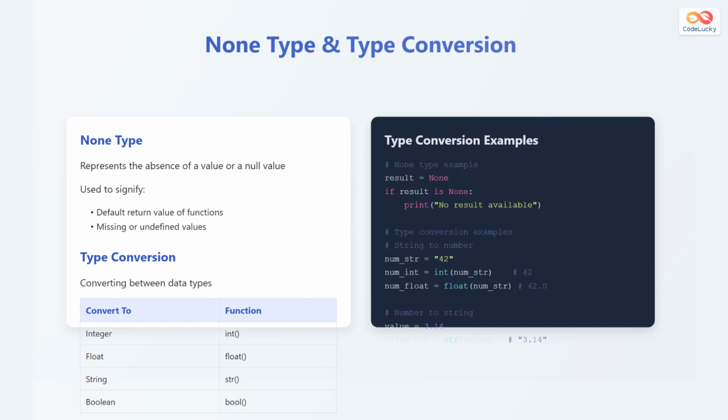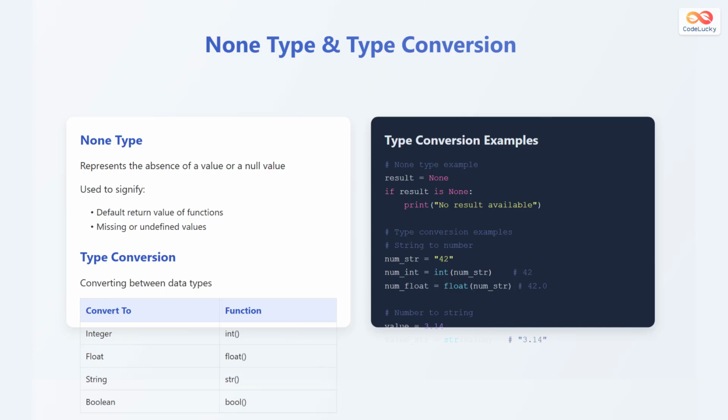Now let's discuss the NoneType and type conversion. The NoneType represents the absence of a value or a null value. It is often used to signify the default return value of functions, or to indicate missing or undefined values. Type conversion is the process of converting between data types. Python provides built-in functions for converting values from one type to another. Some common conversion functions are int, float, str, and bool.